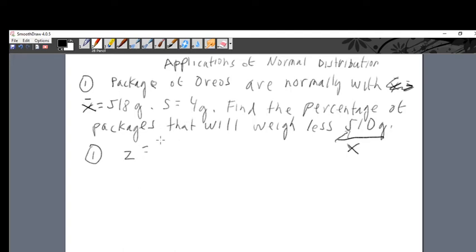So what are we always supposed to do? We're supposed to use our z-score formula, which in this case will take the data item 510 minus the mean, which is 518, divided by the standard deviation, which is 4. That gets us -8 divided by 4, which is equal to -2.